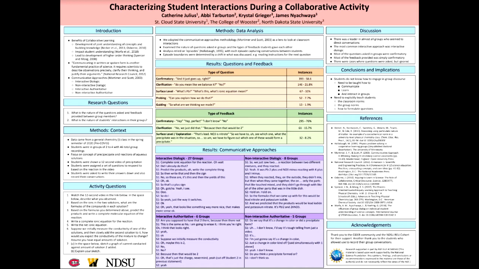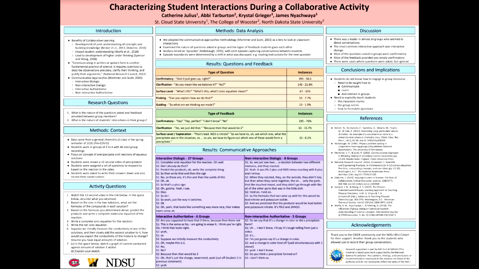For feedback, the 3 types were confirmatory, clarification, and surface level explanation. Confirmatory feedback were very basic responses such as yes, no, I don't know. Clarification feedback was helping clarify a statement, idea, or question. And surface level or explanation feedback was the chemistry-based explanation, so the feedback provided that was based in chemistry knowledge and understanding.